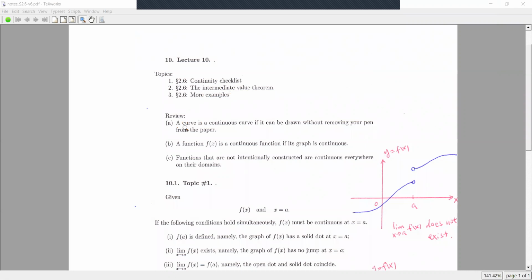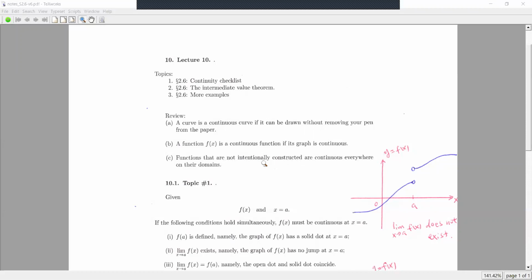A, a curve is a continuous curve if the curve can be drawn without removing your pen from the paper. B, a function is a continuous function if the graph of the function is a continuous curve. C, what functions must have continuous graphs? The answer to this question is functions that are not intentionally constructed.